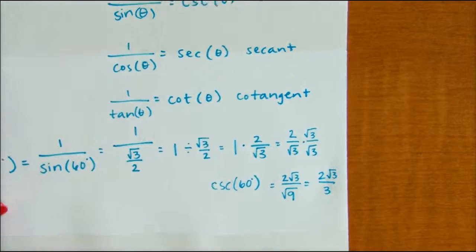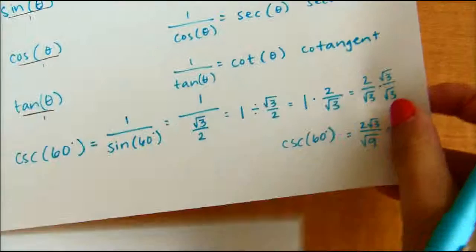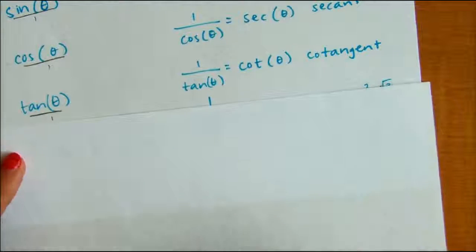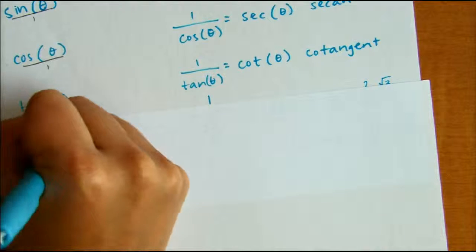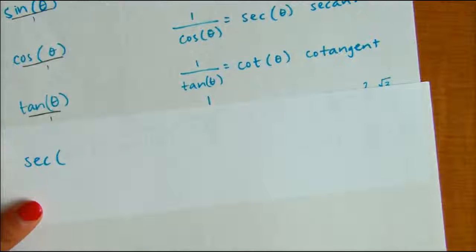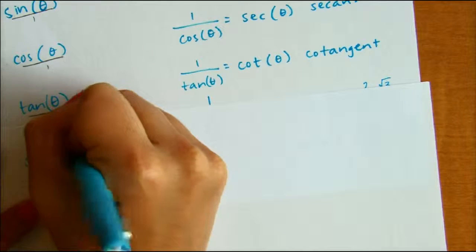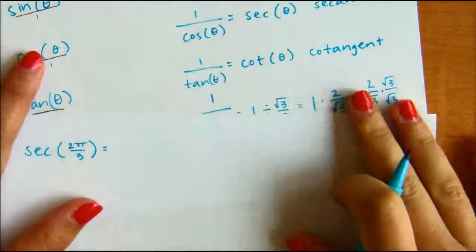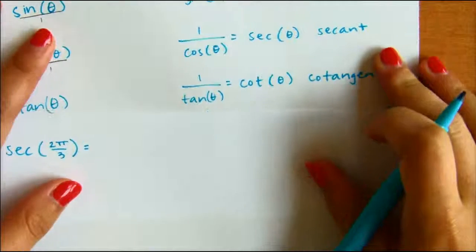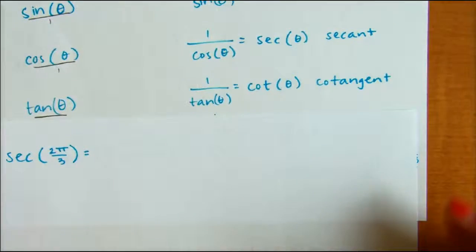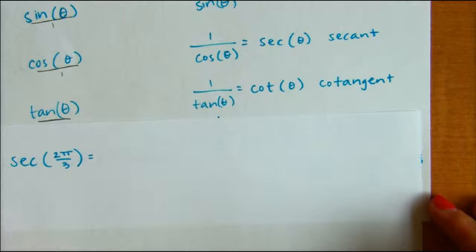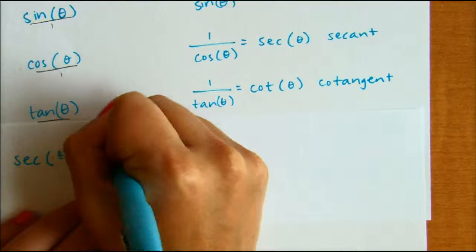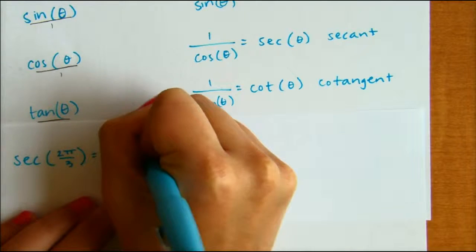Let's try another one. If I have secant of 2 pi over 3, what would that be equivalent to? Take a moment and just set up your equivalent statement in terms of sine, cosine, or tangent. Great, so you should have 1 over cosine of 2 pi over 3.